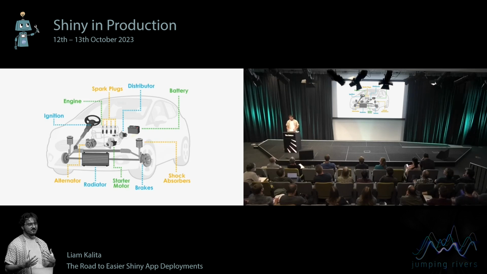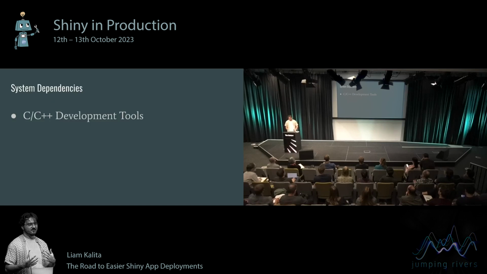That's great for our package dependencies and files. But it can't really help when the app relies on underlying system dependencies and you don't have permission to install these yourself. Things like C and C++ development tools. Many R packages, as you probably all know, contain code written in C and C++ for performance reasons. And if you use these, you need to have these installed.